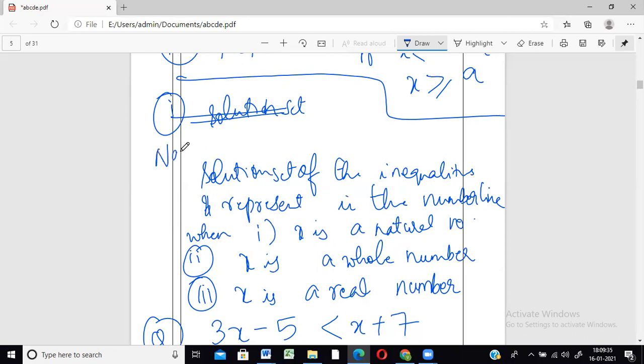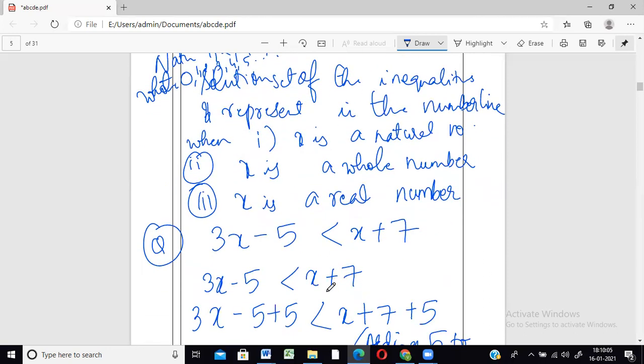Natural numbers are all numbers 1, 2, 3, 4, 5, 6, so on and so forth. All these numbers are natural numbers. And then whole numbers. Whole means you just add 0 to this: 0, 1, 2, 3, 4, 5, 6, so on and so forth. They are all whole numbers. And when it comes to real numbers, as I told you some time back, all negatives, 0, positives, decimals, fractions, rational numbers, everything comes in the real numbers.